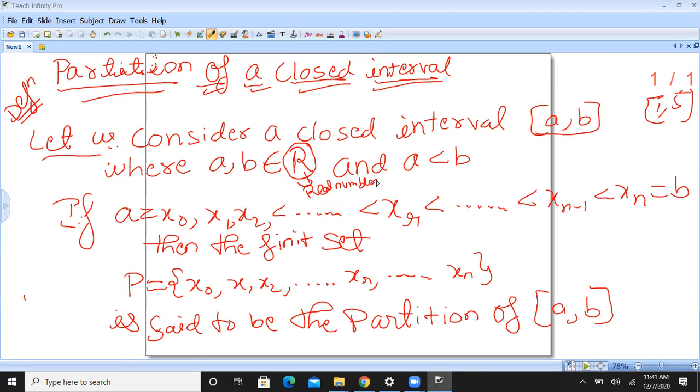Okay, so if a is equal to, we don't know the values of a and b, so we shall be writing x0, x1, x2, xr. We don't know the middle term, so we write xr. And we don't know the nth term, we'll write xn minus 1 is less than xn is equal to b. This is the b value, this is the a value. Then this is a finite set.